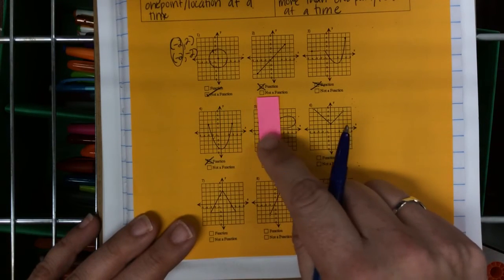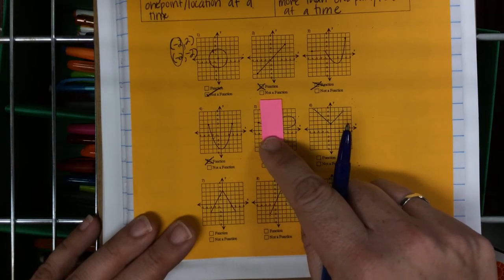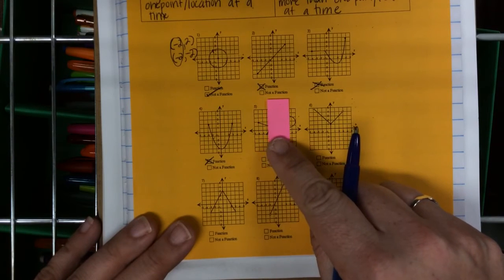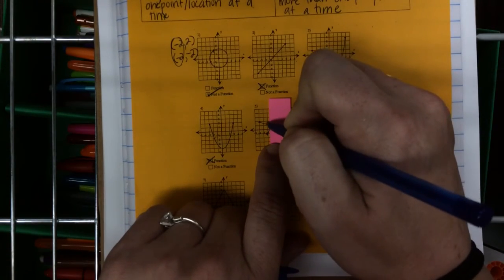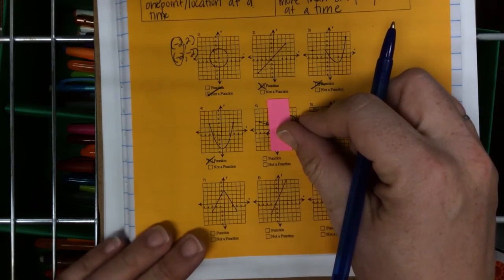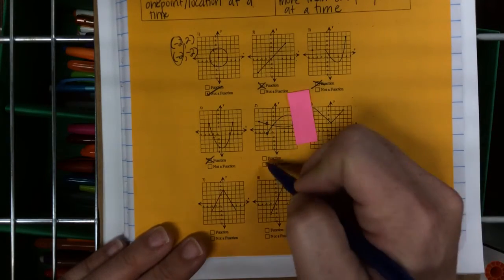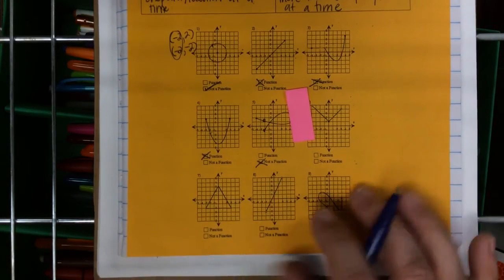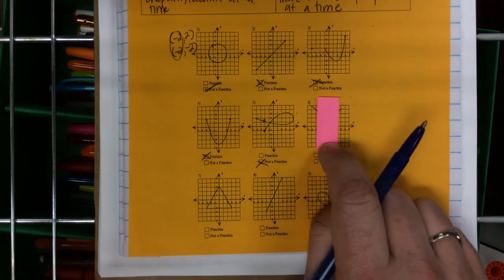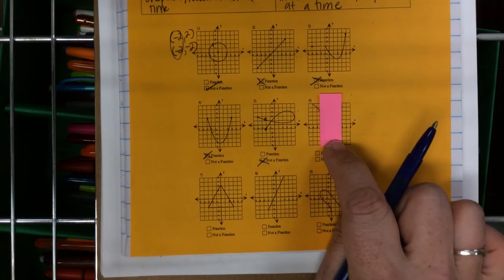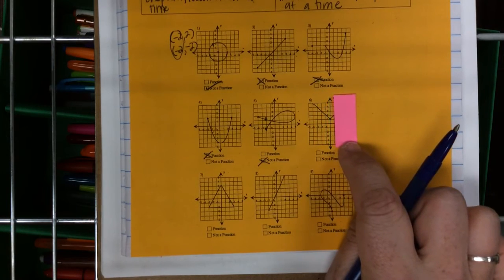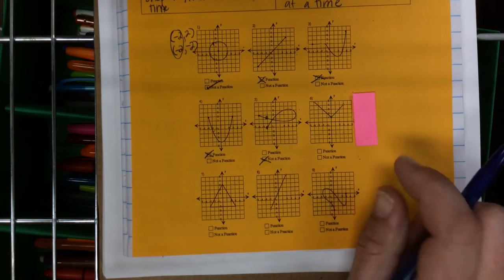What about this fish guy? So far so good. But then right there, they're on top of each other. They share an x value. No, that is not a function. This is the graph of an absolute value. Is this a function? Yes.